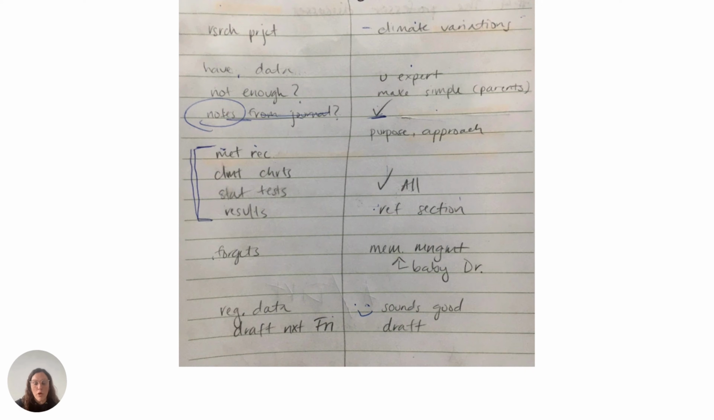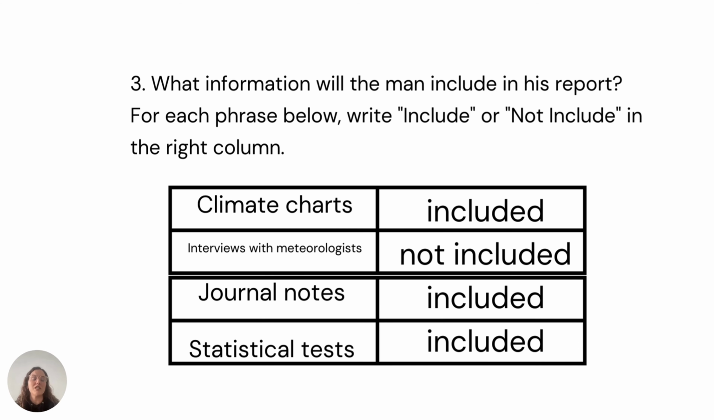And I wrote checkmark all from her answer, and for him on the left, I don't have time to spell out meteorological records, so I wrote METREC. That will help me remember meteorological records. And same thing with climate charts, statistical tests, and results. I'm using shorthand so that I can write as quickly as possible. And the interviews with meteorologists is the only thing not included. This one's kind of a trick option because they mention the meteorological records, but they do not mention interviews with meteorologists.